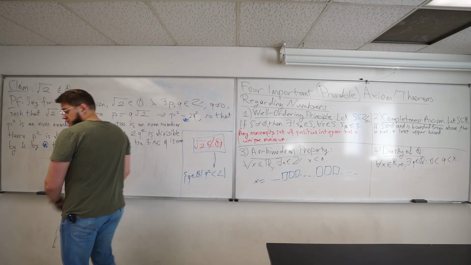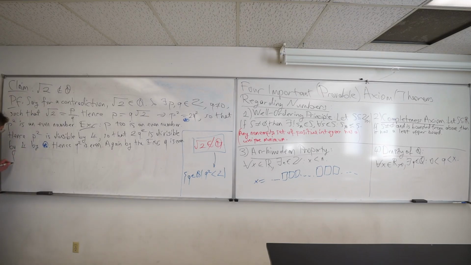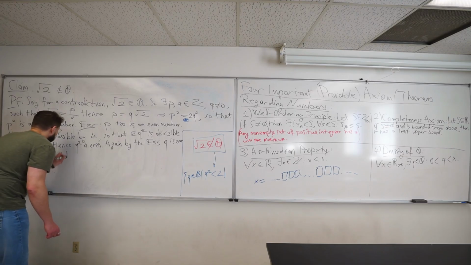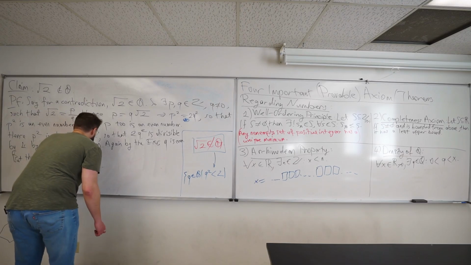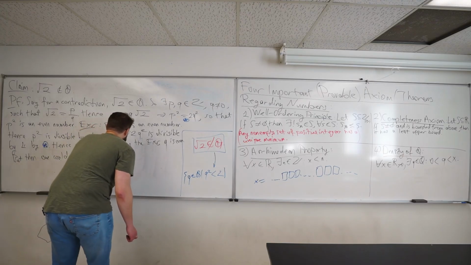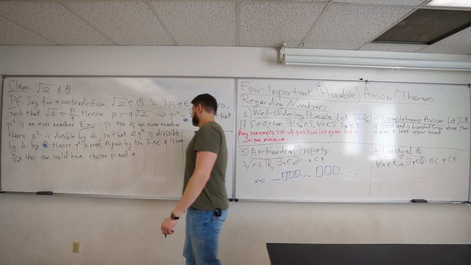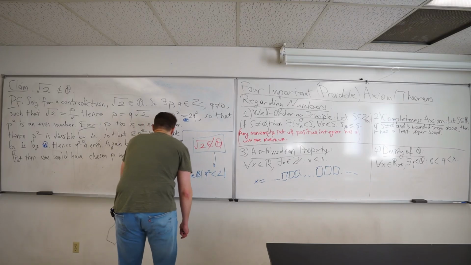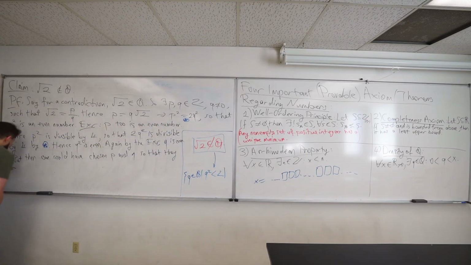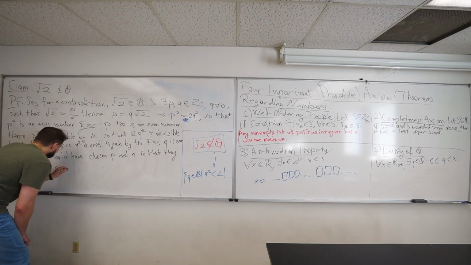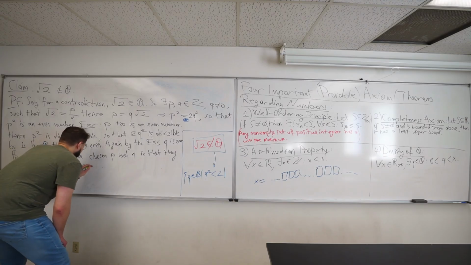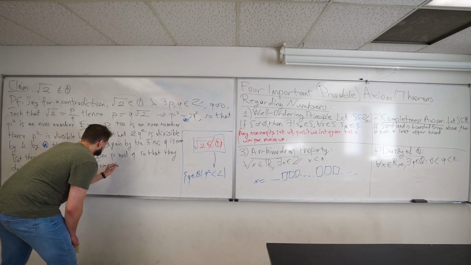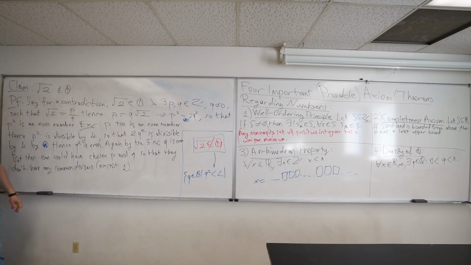Q is even. But then one could have chosen p and q so that they don't have any common divisors, of course, except one. And that's a contradiction.